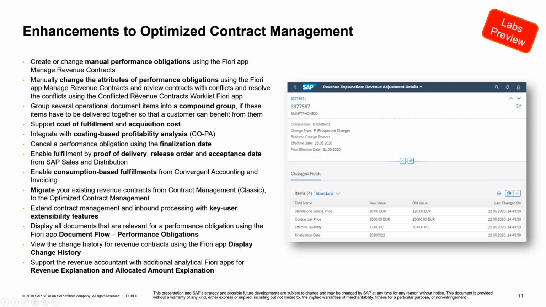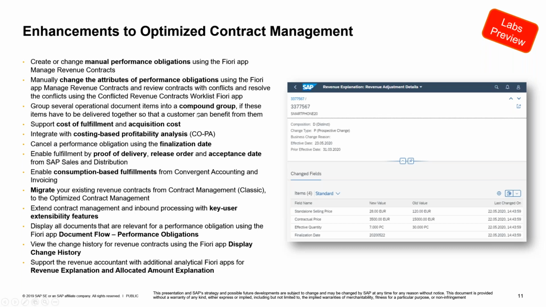As I said before, under 1909, we purely followed more an automated scenario, which you may find in high volume industries like in telcos. Now, if you go more into the direction of high tech, for instance, obviously there could be potential changes to the POB, which also then need to be reconciled. So there's also an app for what we call here conflicted revenue contracts and the work list behind that.